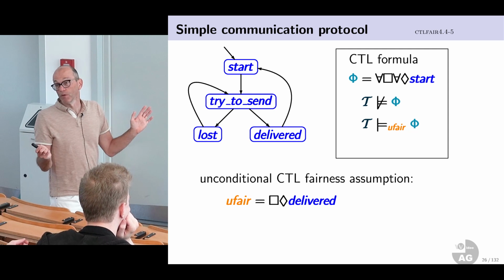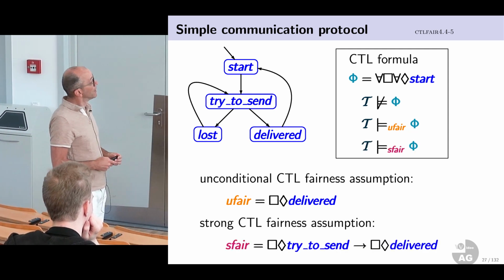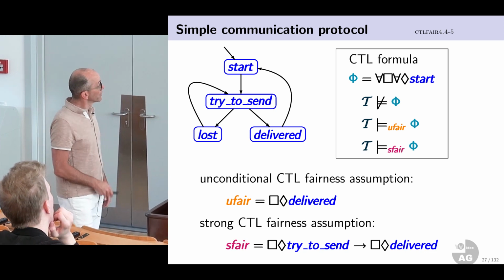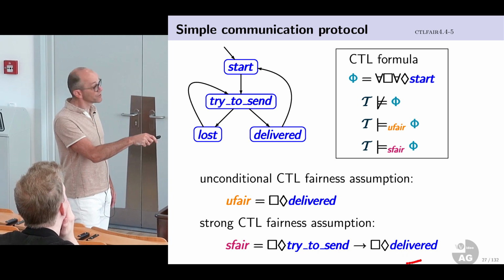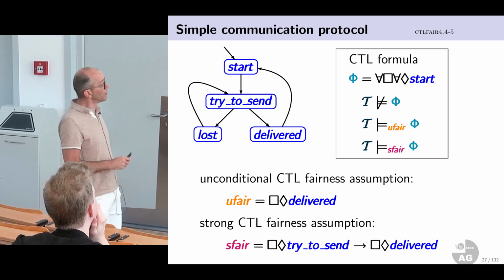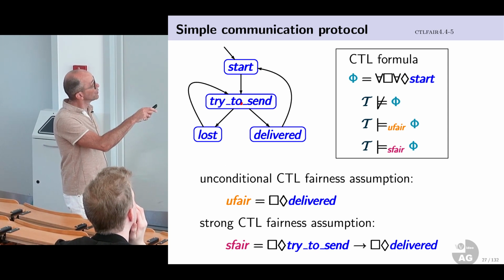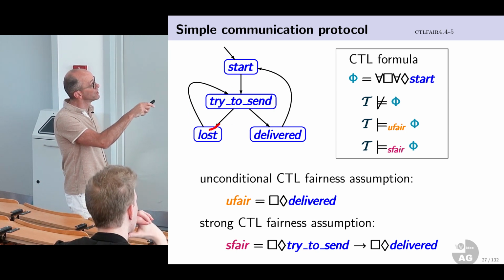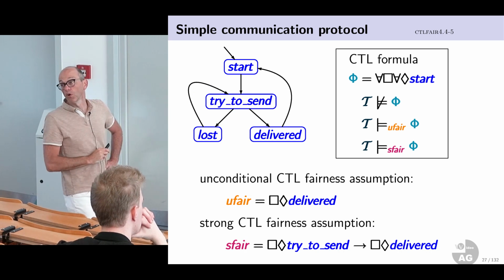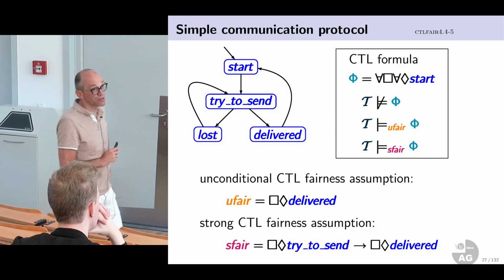Good, that's pretty simple because delivered is just an atomic proposition. You can also make things like this: infinitely often try to send, infinitely often delivered. You see that this is just, remember, an LTL formula. This means that if you have infinitely often in this state, you also need to be infinitely often in that state. That, of course, also rules out the same counterexample, namely this infinite path staying in this loop is no longer fair. That means the transition system satisfies the formula.